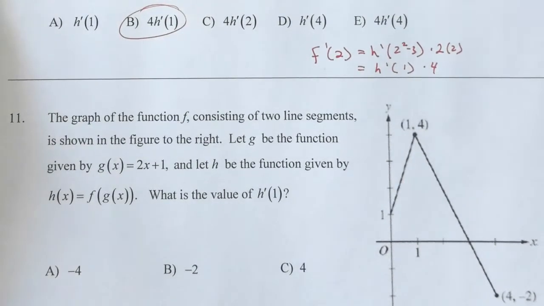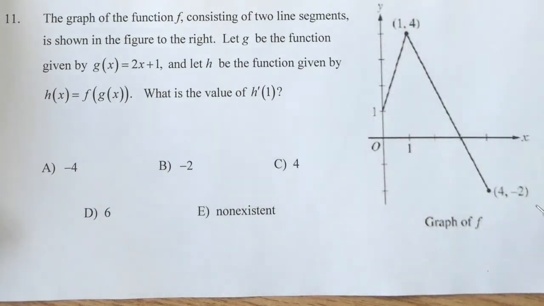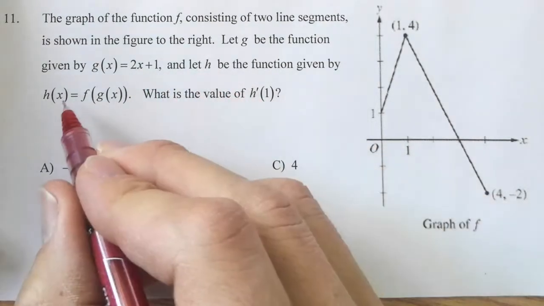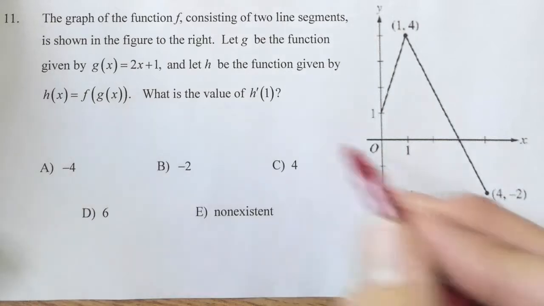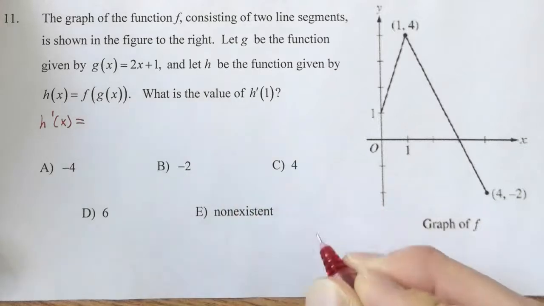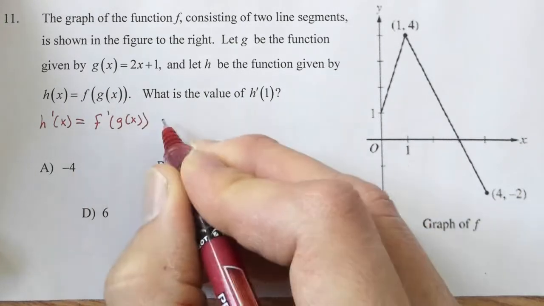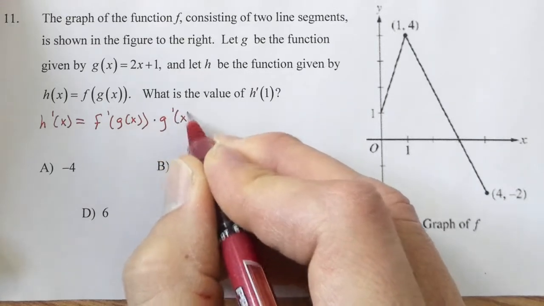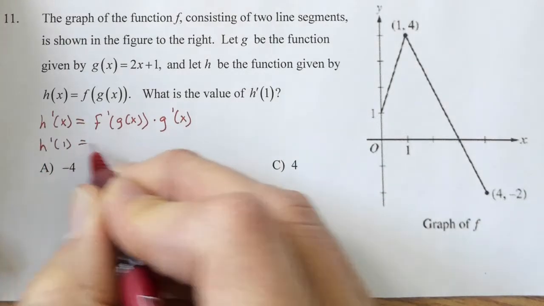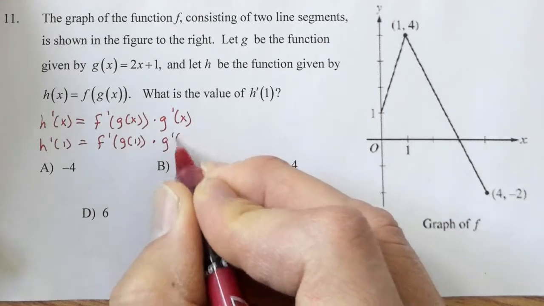And finally on this page we have number 11. We have the graph of f. It's 2 line segments. g is 2x plus 1. h is f of g of x. We want to find h prime of 1. Well, let's get h prime of x for starters. Again, we're doing the chain rule. Derive the outer, keep the inner, times the derivative of the inner. So we're interested in h prime of 1. h prime of 1 will be f prime of g of 1 times g prime of 1.